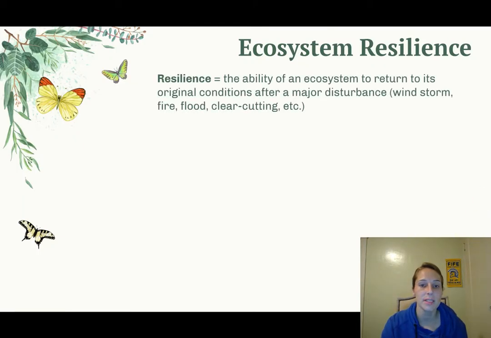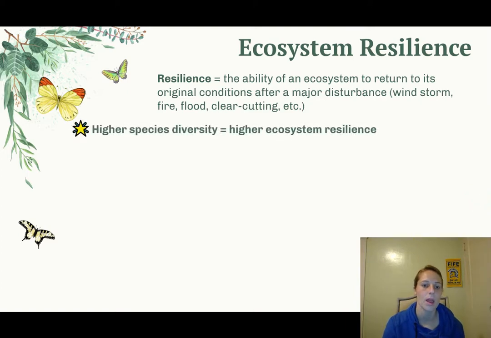So we have this idea of ecosystem resilience. And resilience is going to be the ability of an ecosystem to return to its original conditions after a major disturbance, such as like a windstorm, fire, flood, humans coming in and cutting down a bunch of trees, disturbances like that. Now, the more species diversity you have, the higher species diversity is going to give you higher ecosystem resilience.